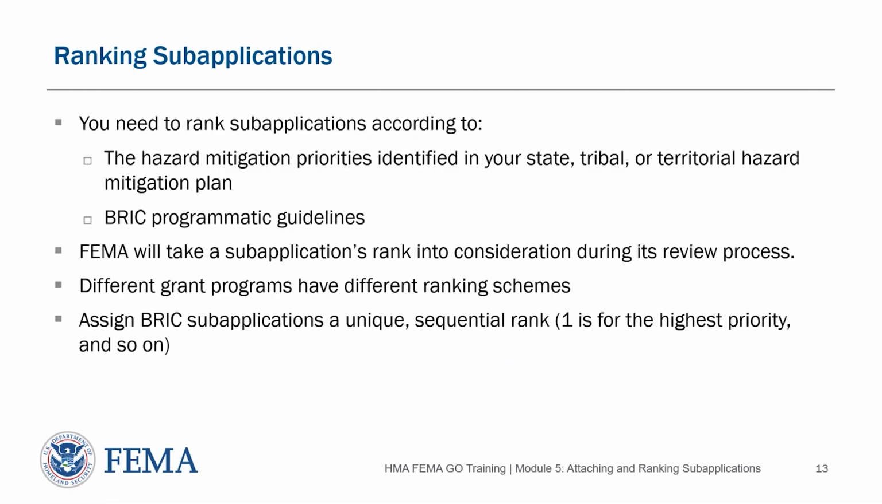You need to rank sub-applications according to the hazard mitigation priorities identified in your state, tribal, or territorial hazard mitigation plan, and according to the programmatic guidelines for either BRIC or FMA. FEMA will take a sub-application's rank into consideration during its review process. Different grant programs have different ranking schemes, and you'll assign the sub-applications a unique sequential rank. One is the highest priority, and so on.